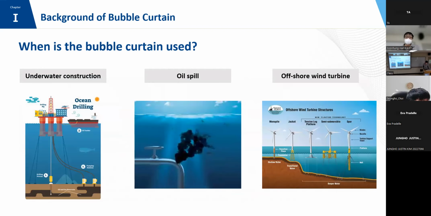When is the bubble curtain used? These pictures show some kinds of uses of a bubble curtain: underwater construction, preventing oil spilling, and offshore wind turbines, preventing the vibration of the offshore wind turbine.